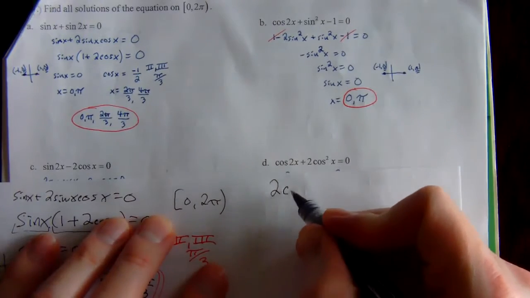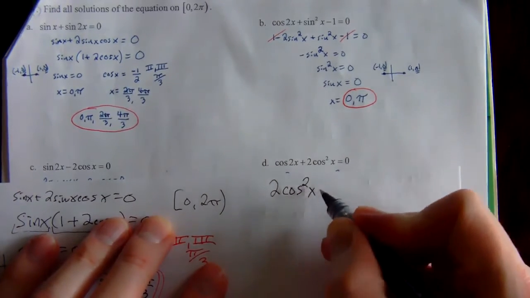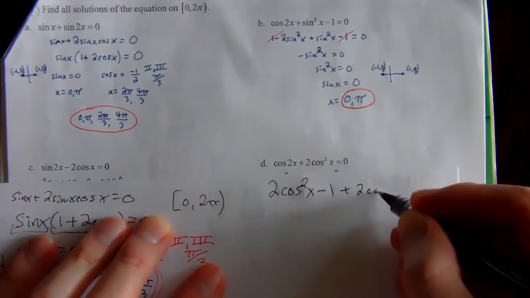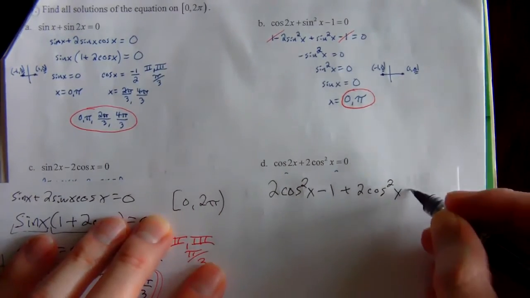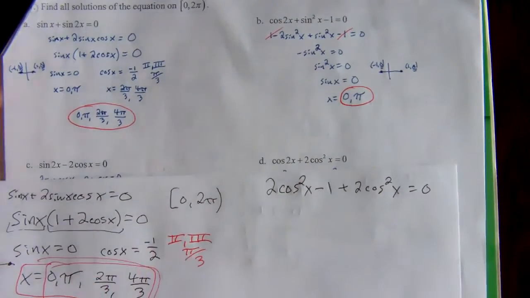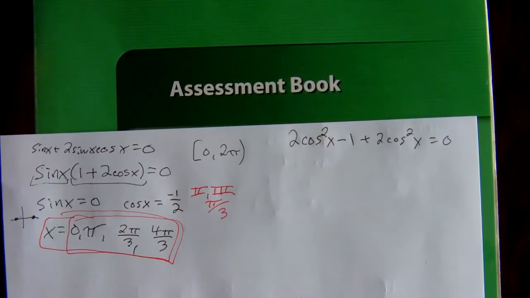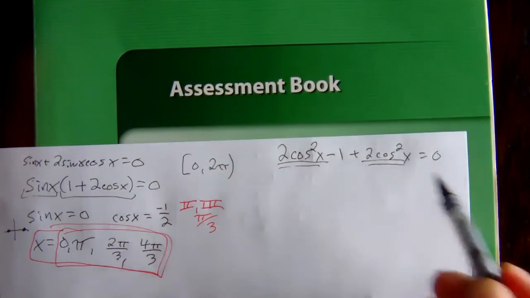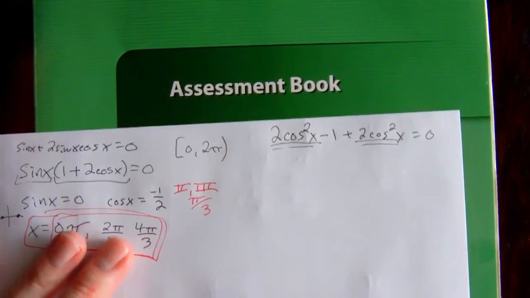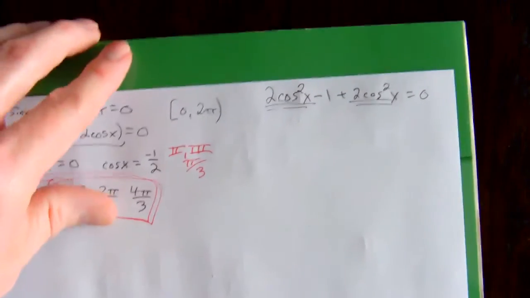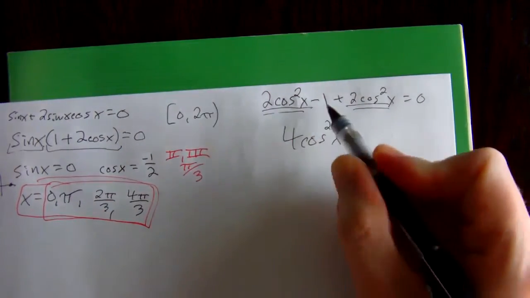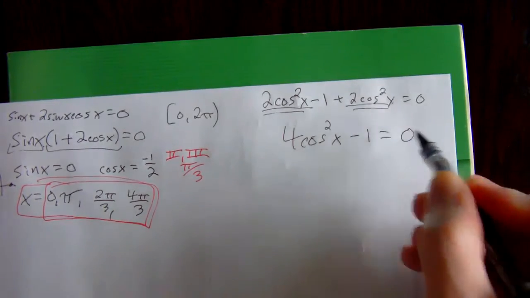turn into that 2 cosine squared x minus 1. And then that plus 2 cosine squared that was already there, that carries down. And then we're going to solve this equation the rest of the way here. So when you have 2, this is just like a 2x squared plus another 2x squared, that'll get you 4x squared, right? So that's going to give us 4 cosine squared, and then the minus 1 carries down, equals 0.